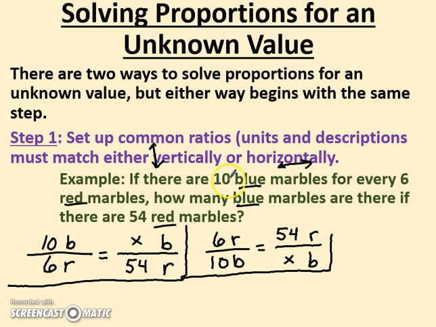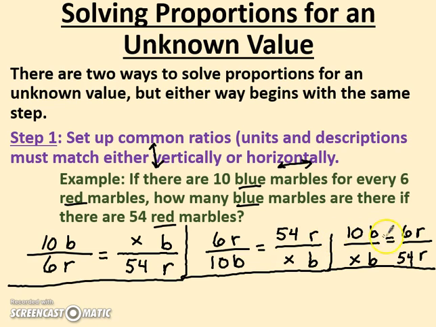So it says 10 blue for every 6 red. So I'm going to write it like this. 10 blue equals 6 red. Now I just have to make sure I do it the same way for the bottom. Blue equal to red. So it says how many blue? I don't know how many blue, but I know that there's 54 red. So this would also be an equivalent statement.